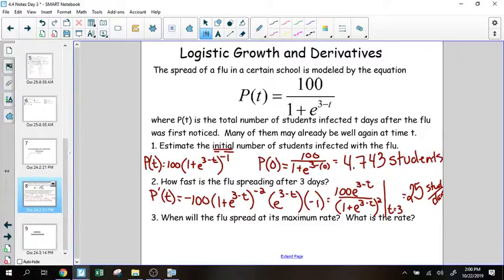Okay. I do want to look at the calculator a little bit, and that's going to help us with this last one. When will the flu spread at its maximum rate, and what is that rate? So again, it's asking us for the maximum of the velocity, the maximum of the derivative there. But let's go ahead and grab our calculators, and I want to look at just anything to do with logistic growth on our calculators. How do I find a window that can appropriately show me that picture? So let's go ahead and type our original function into y1.